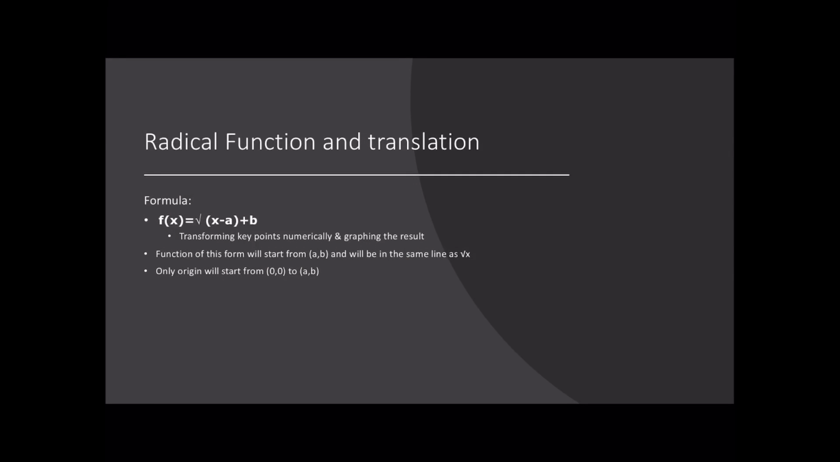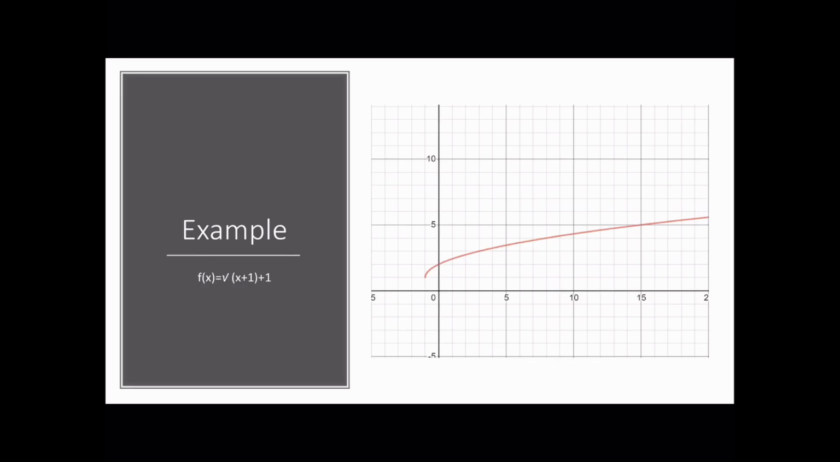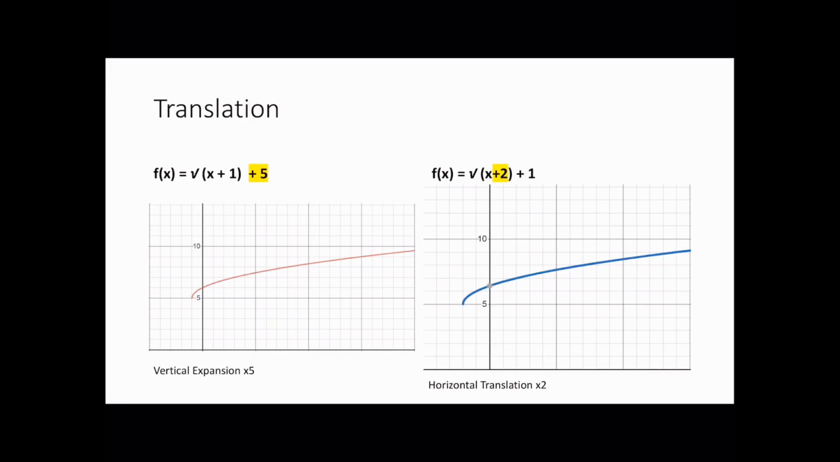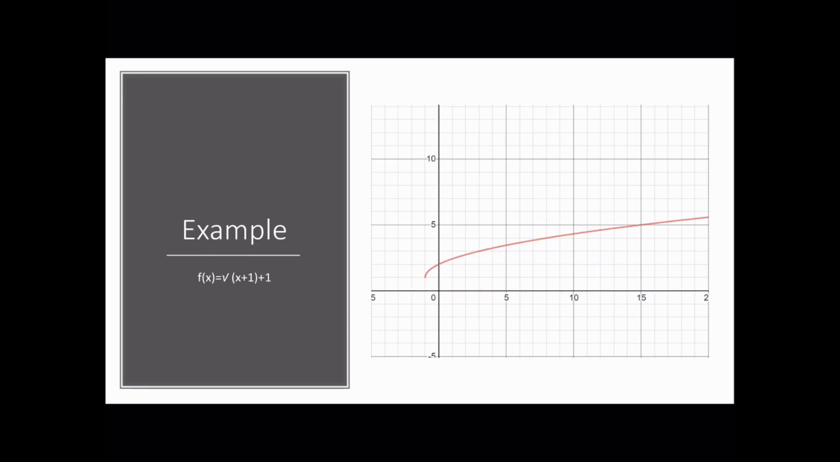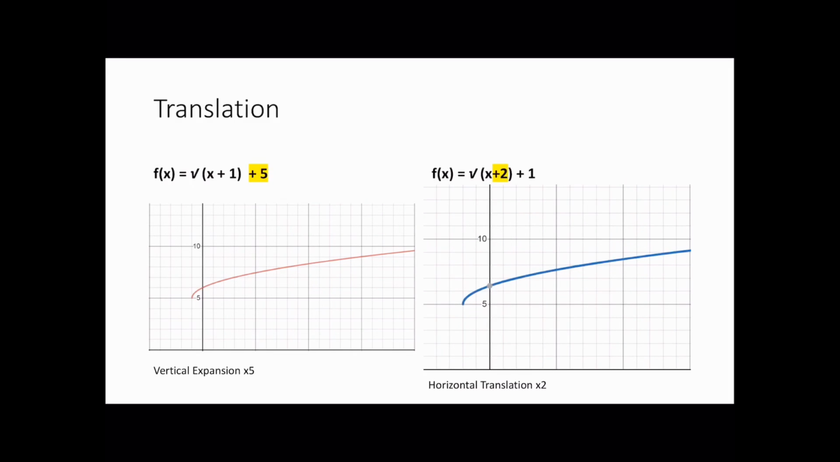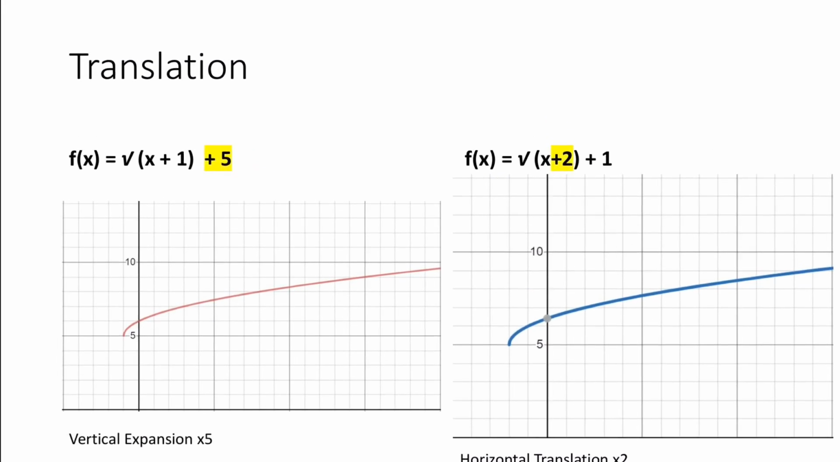Moving on to radical function and translation. The basic formula for this is f(x) equals square root of x minus a, plus b. For example, f(x) equals square root of x plus 1, plus 1. You get a graph like this, but if you were to change it into f(x) equals square root of x plus 1, plus 5, it will expand by 5 vertically. Or change it to f(x) equals square root of x plus 2, plus 1, it will translate horizontally by 2.